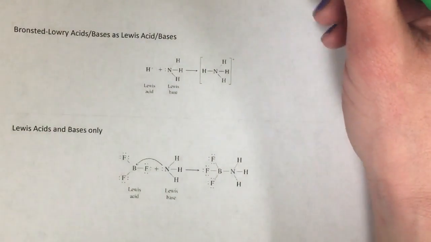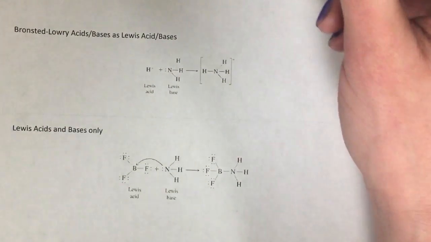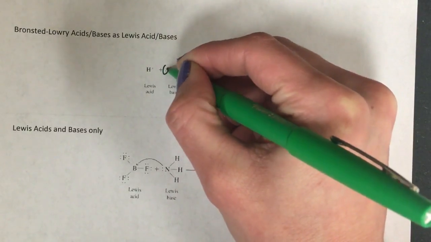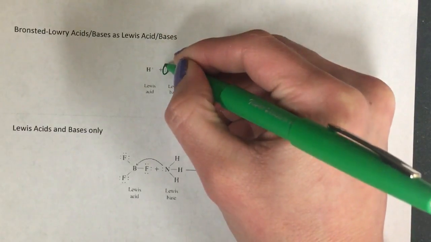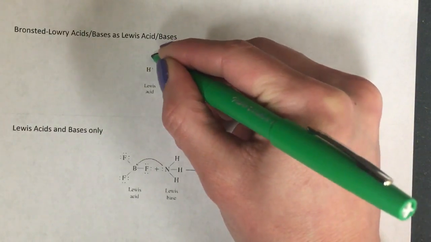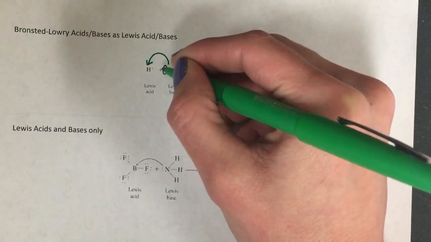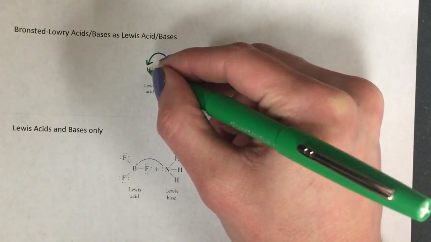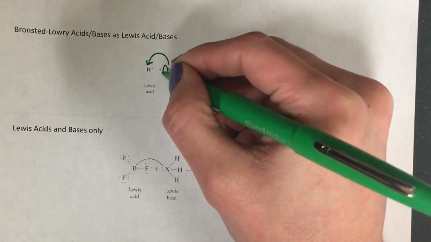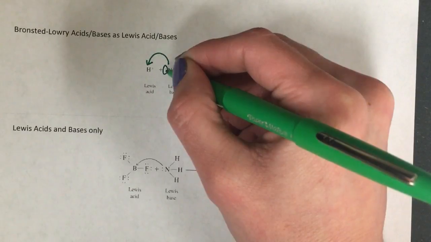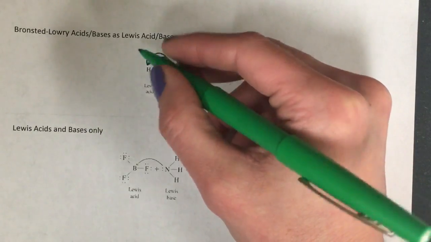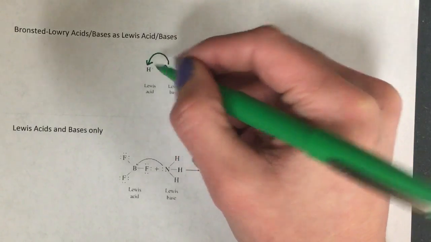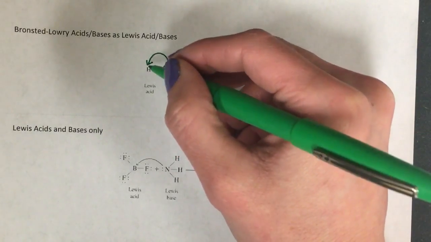Now ammonia is a little bit different, okay? In this case, I've got H+, here's my lone pair. So nitrogen in ammonia is going to donate the electrons to H+. Since this is accepting electrons, it's a Lewis acid. Since this is donating electrons, it's a Lewis base. This is going to be an Arrhenius acid because it has an H+. It's going to be a Bronsted-Lowry acid because it's donating an H+.